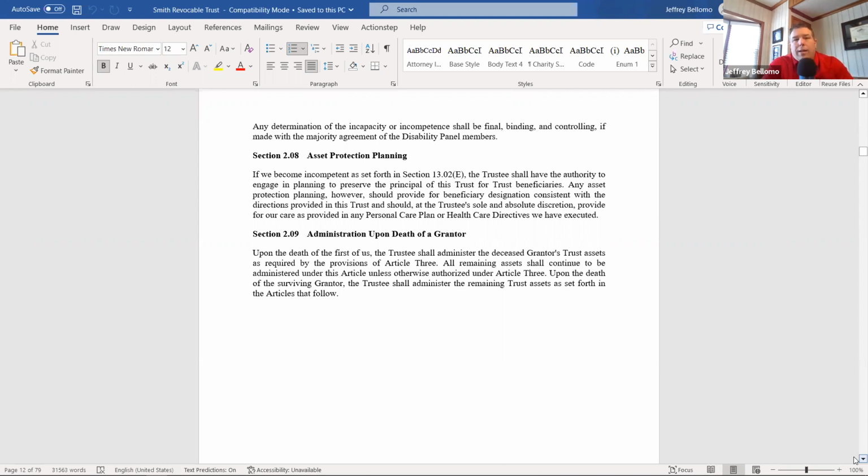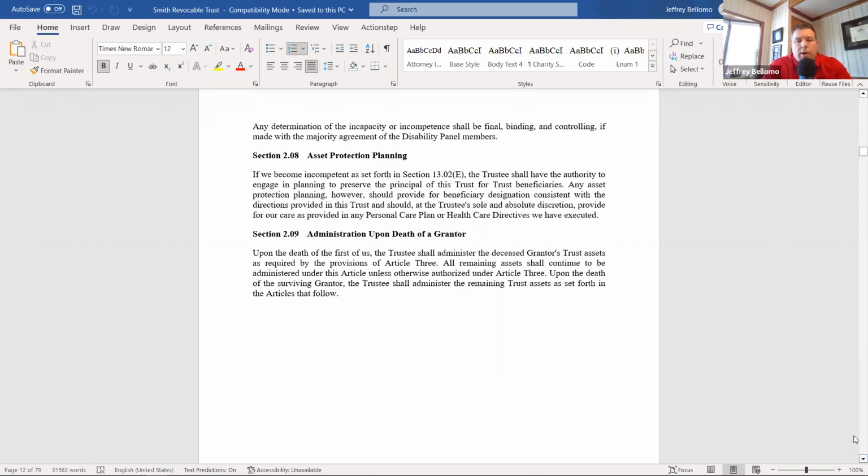If Sarah can't act, then of course it would go to Jeff and not Jeff, I apologize, Dan and Reese. So the two remaining children who are able to act would then be stepping in the shoes as the trustee. In a revocable trust, the trustee does have the ability to do asset protection planning.